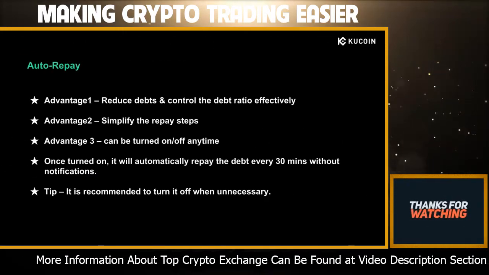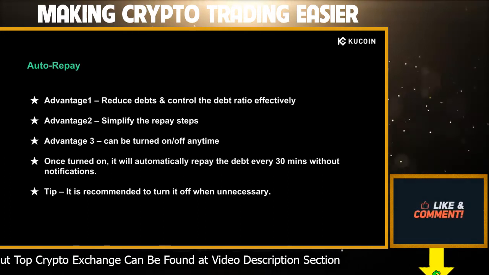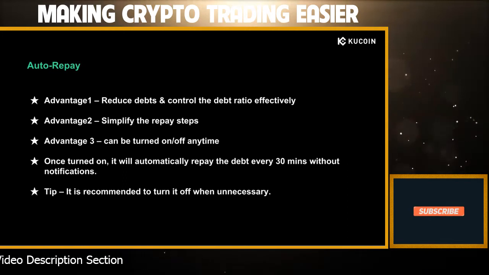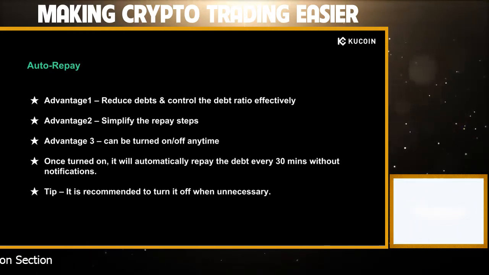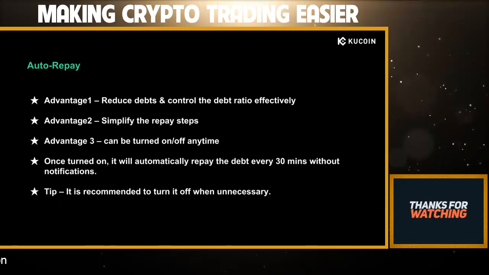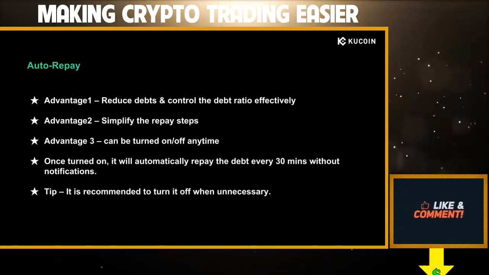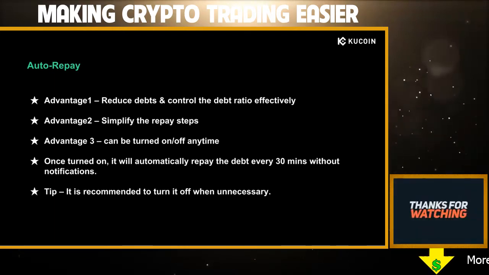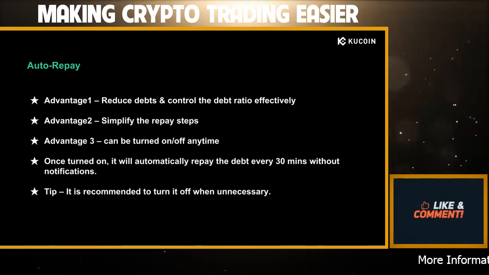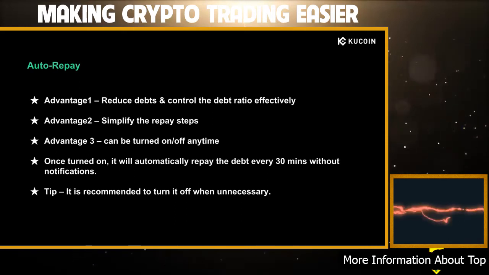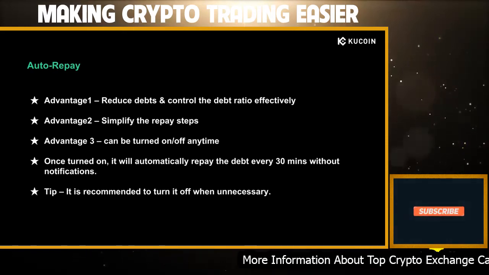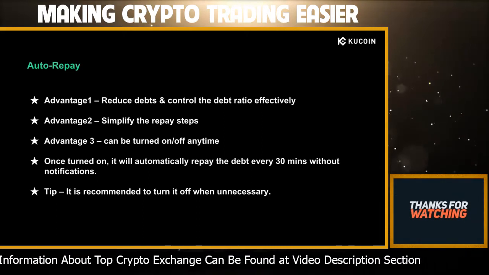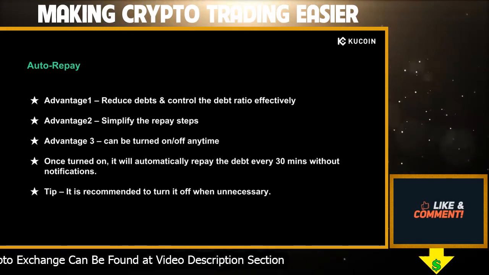Next, let's look at auto repay. Auto repay offers 3 advantages. First, it helps reduce your debt and control the debt ratio effectively, because otherwise you have to keep an eye on your debt ratio to make it stay away from 97%. And secondly, it simplifies your repay steps, and you can also turn it on and off anytime you need. Once turned on, the auto repay will execute the debt payment every 30 minutes without notifications. Therefore, we also recommend you to turn it off when being necessary.